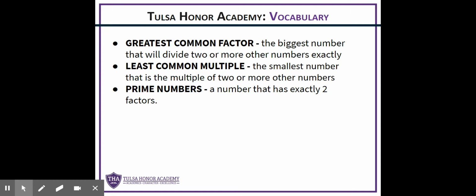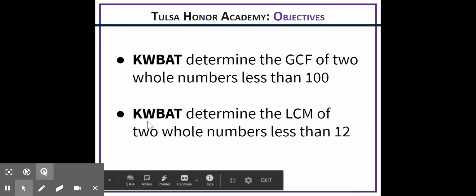Our vocabulary. So first we have the greatest common factor. That is the biggest number that will divide two or more other numbers exactly. Then we have our least common multiple, which is the smallest number that is the multiple of two or more numbers. And then we have prime numbers, a number that has exactly two factors.